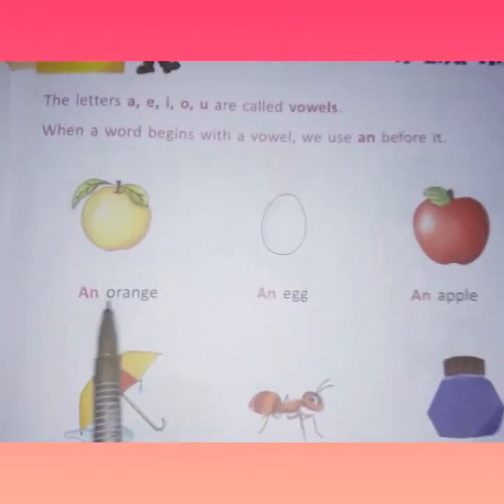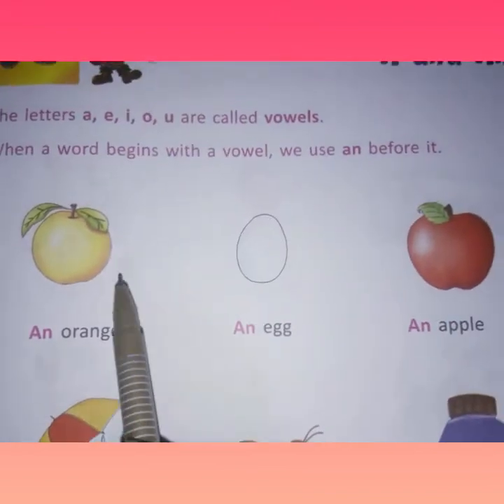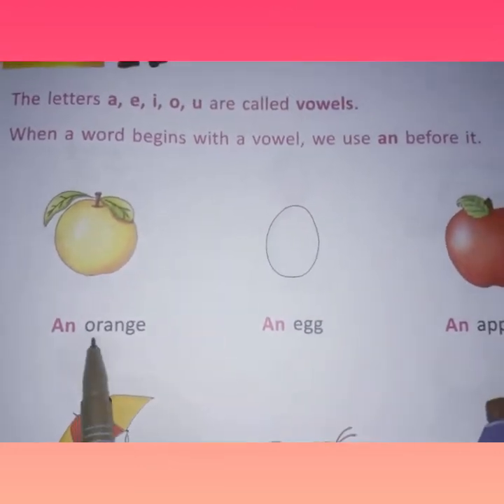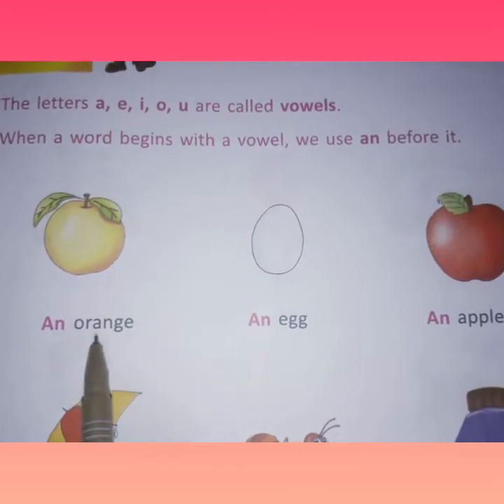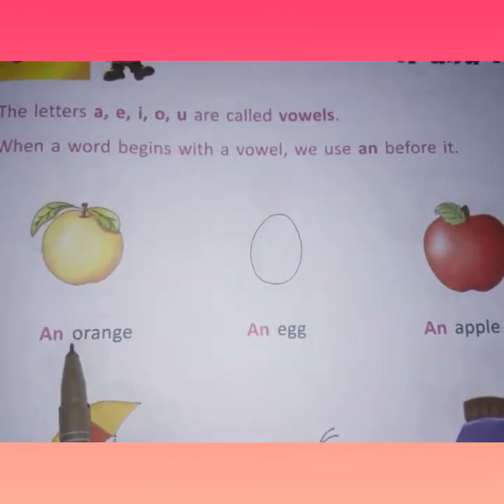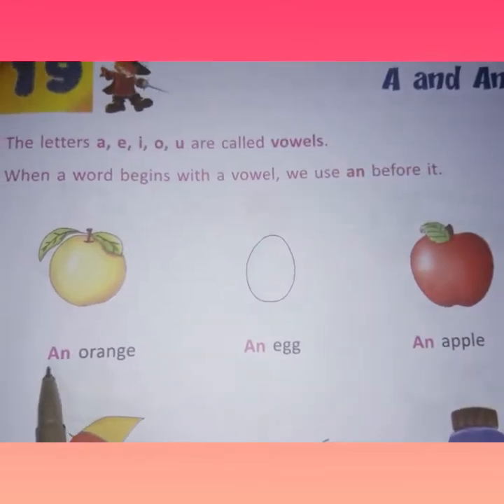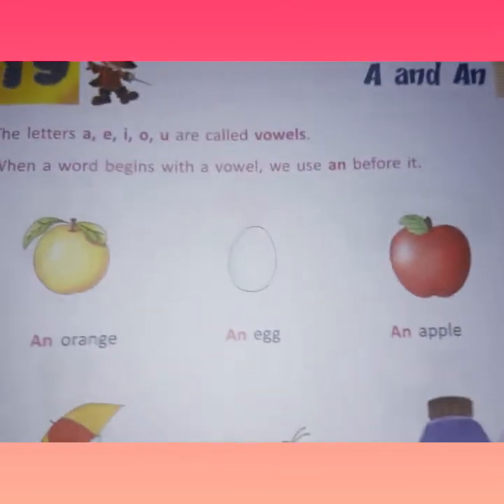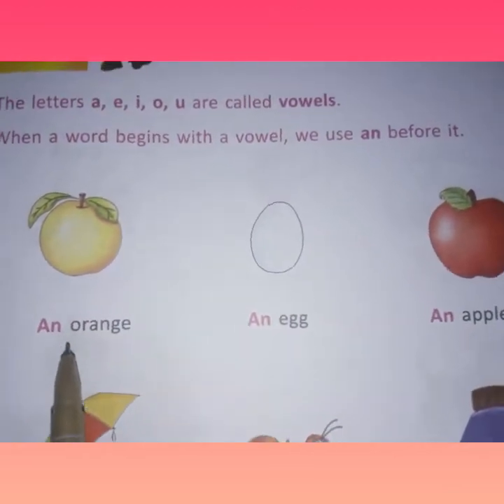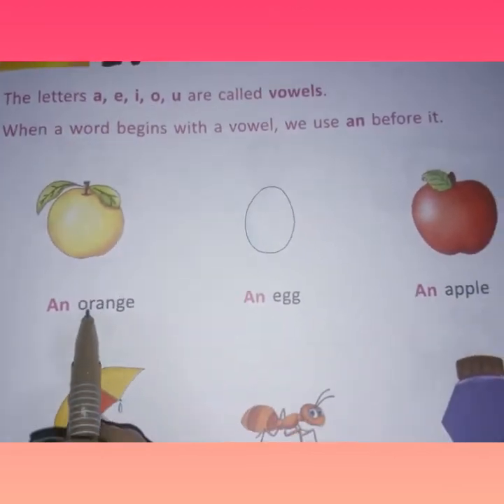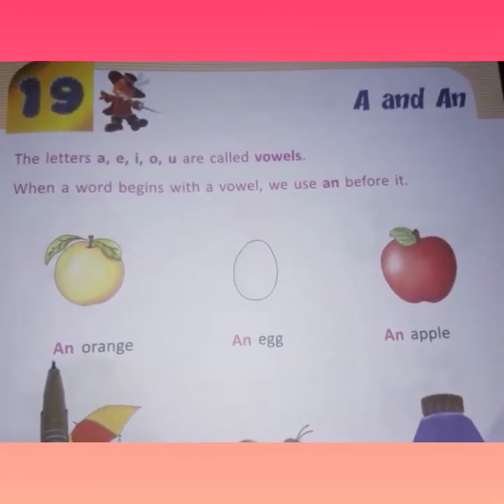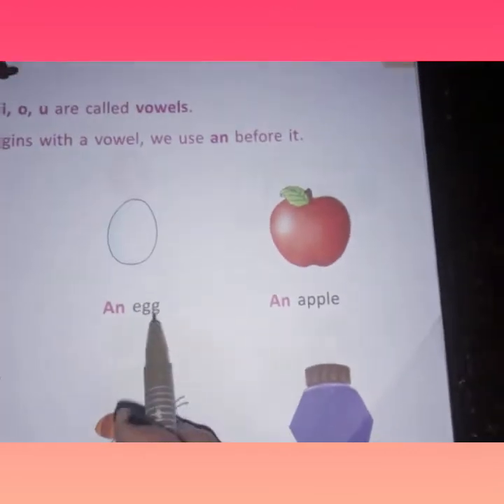Okay? Read here. This is an orange. This is a picture of an orange. And what is written here? Here is written an orange. O-R-A-N-G-E, orange. See, the word orange starts with a vowel. Before a vowel, always an comes. Okay? An orange. Use an before a word which starts with a vowel sound. So the word orange starts with a vowel sound. So what is written here? An orange.